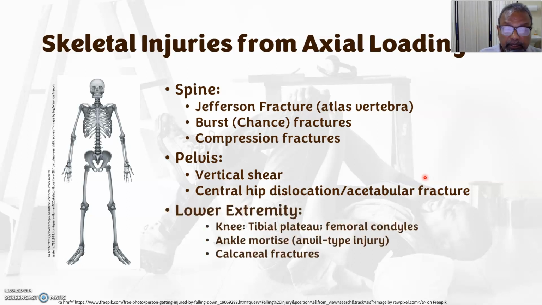In the lower extremities, we may get tibial plateau fractures as the distal end of the femur is compressed against the upper end of the tibia, or we may get disruption of the femoral condyles for the same reason. Ankle mortises undergo anvil type injury. The talus, the articular surface of the talus, punches up through the mortise of the ankle and splits it apart. And of course, calcaneal fractures are quite common with falls from a height as well.